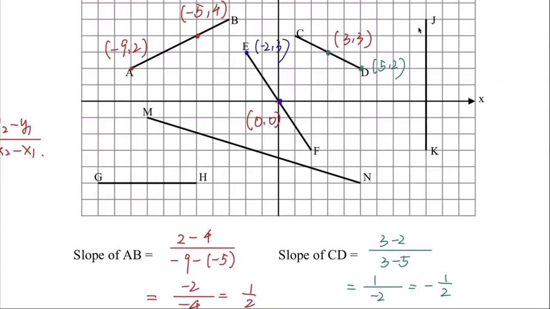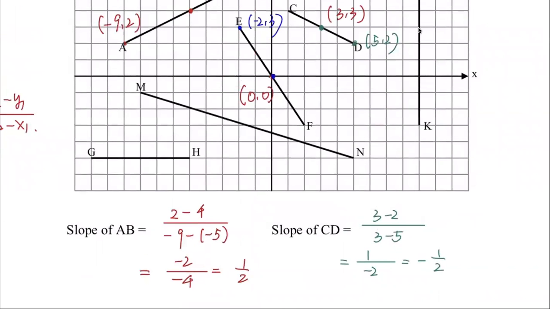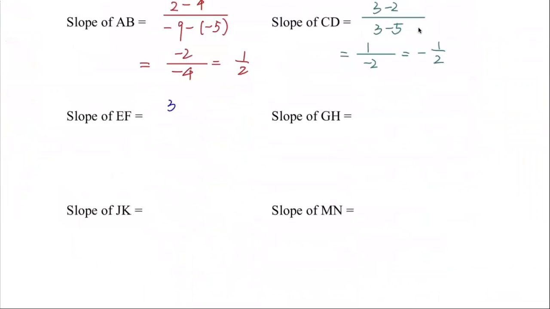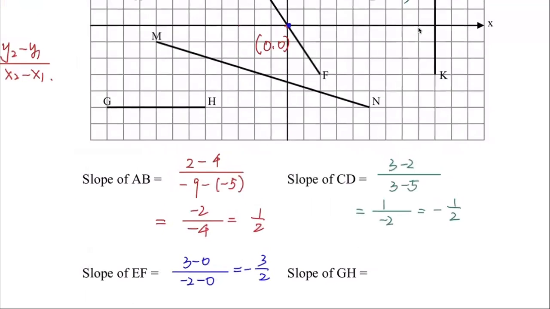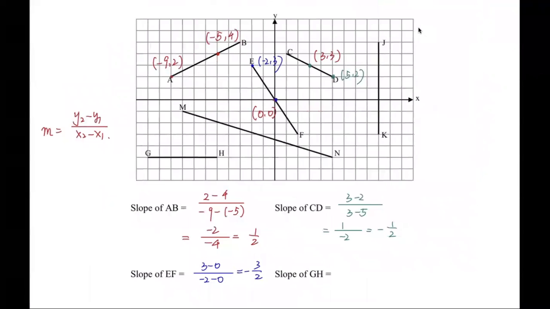Okay, so we have 2 points already, right? So slope of EF will be 3 minus 0 over minus 2 minus 0. Minus 2 minus 0. So the answer will be minus 3 over 2. Okay, so this is how we find the slope of a straight line or a line segment. We pick 2 points on the straight line or the line segment, and we use the slope formula. So this is slope formula.